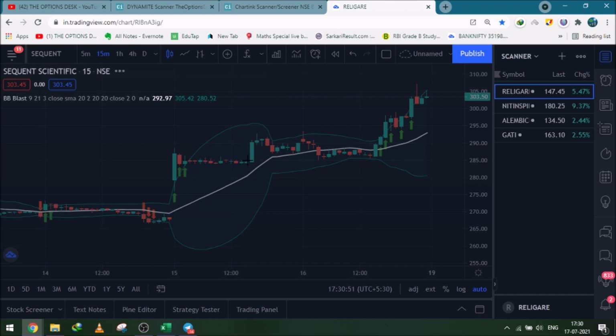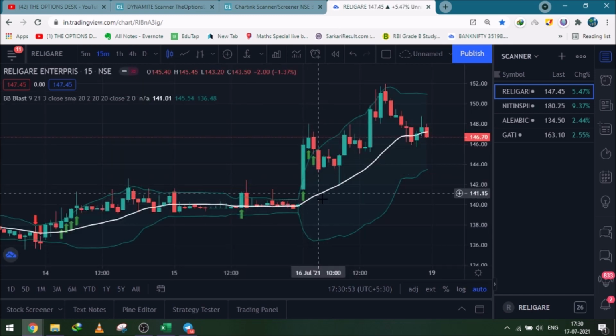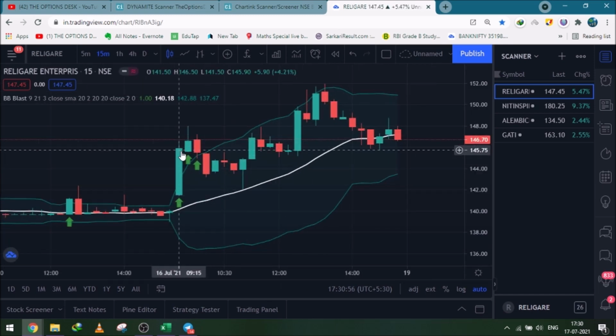Religare Enterprises that we are seeing for the 16th. See, at this point, I entered. Let's say the stop loss will definitely come. Whatever the strategy you are using, the stop loss might come, because if the strategy would be 110% perfect, I would never have shared it. All the strategies are going to have some implications because the stock market is so dynamic. The prices move according to the volumes, and if the volumes come down, the prices come down too.